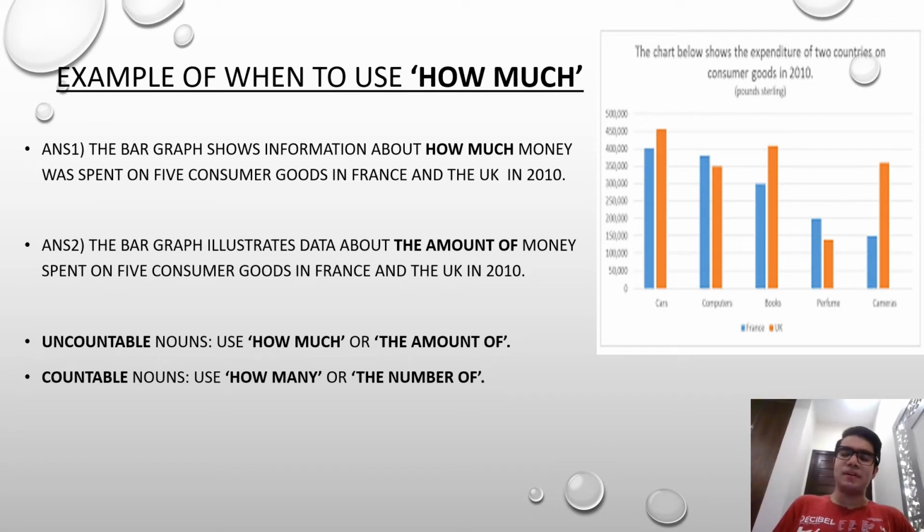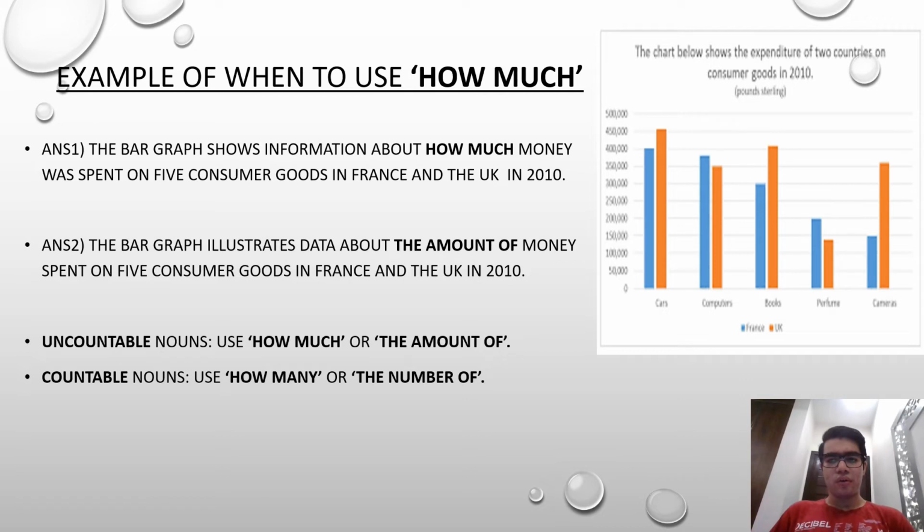Expenditure means money is involved, right? So the main subject is about money. So you should use how much or the amount of. You can't use how many, or the number of. You can't say the number of money. You can't say how many money. You can say how much money, or you can say the amount of money.